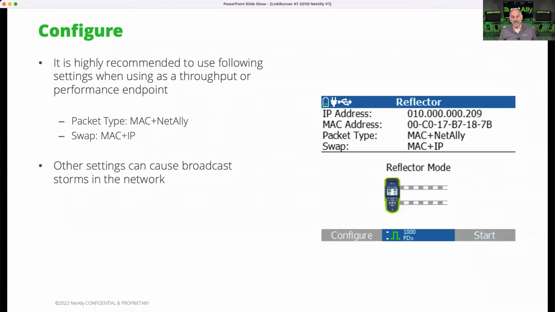Right now it's showing me that it got an IP address, and this is the IP address I would specify in my configuration on the Etherscope NXG. It's telling me it's looking for packets that match the MAC address of the LinkRunner AT and have a packet type of NetAlly performance. It's going to flop the MAC address and IP and send those back out again.